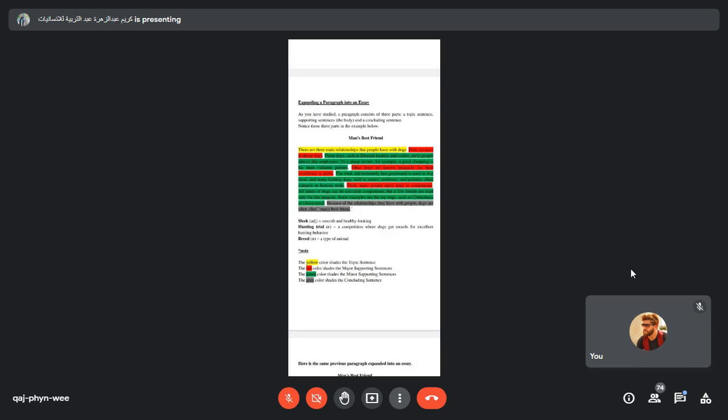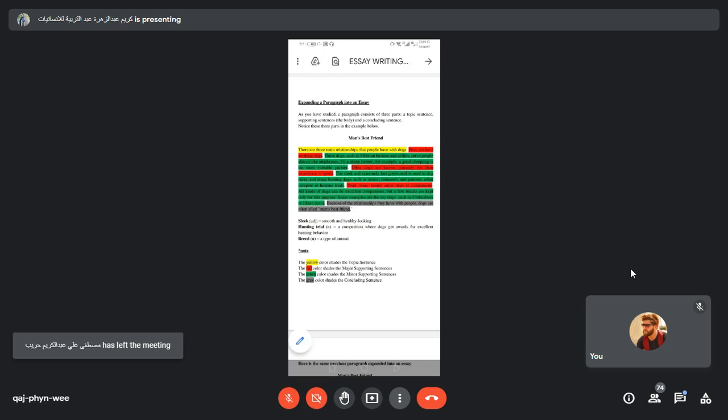Because of the relationships they have with people, dogs are often called man's best friend. Okay, this is a paragraph. So we have a topic sentence, which is in yellow, major in red, and minor in green. We can include a sentence in the gray, the concluding sentence. Okay, or in the gray.